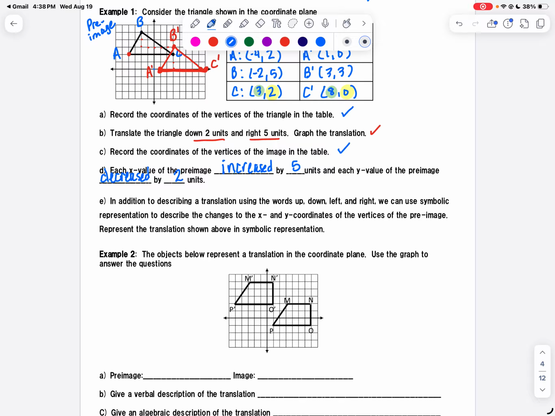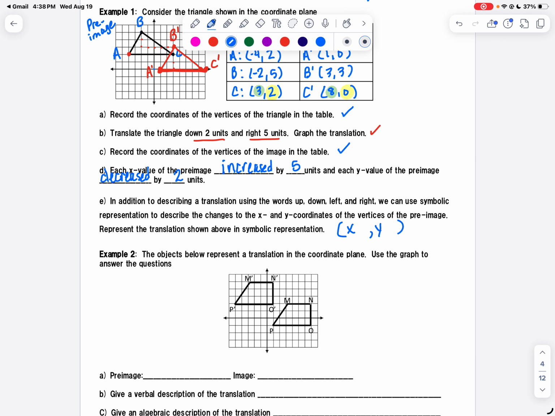Represent the translation shown above in symbolic representation. So to do that, you draw big parentheses and then you put x, leave a space, and then y, leave a space. And you're going to tell what you did to x and y.